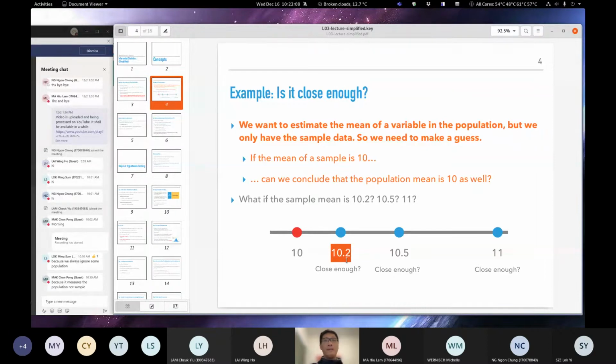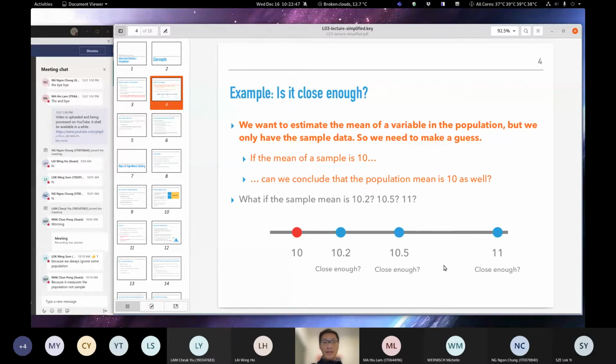Okay. Now the problem is how close or how far is far enough. It is quite difficult to determine because it seems that we need to set some boundary somewhere in the middle, so that if the number is to the left of that boundary, then we say that the population mean is still equal to 10. But if the number is further away from that, then we might say that the population mean is not equal to 10. So let's say some people might want to set a boundary here, okay, somewhere here.